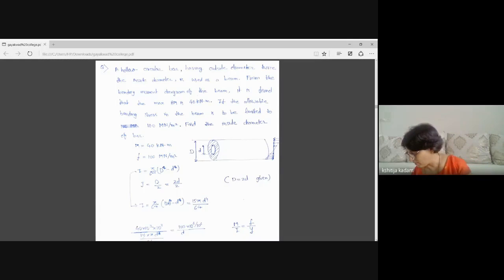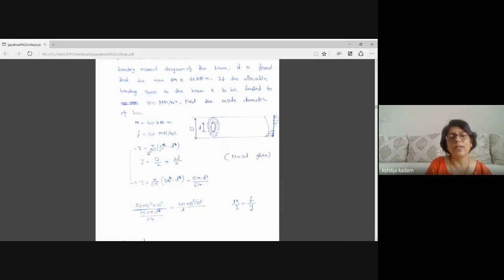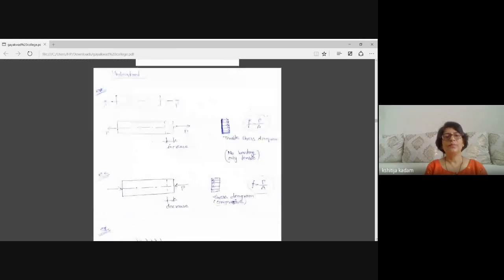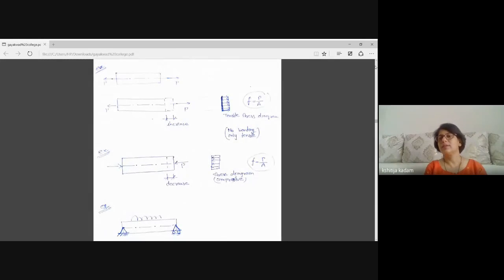This is another question. I will not go in much details in this question. The only thing is calculating I and calculating Y is the only difficult thing. If it is hollow section, in engineering mechanics you have studied how to calculate moment of inertia about neutral axis, about centroidal axis for a circular cross section. And if it is hollow, it will be minus of removed portion. So we will move further. Let us understand few more things.